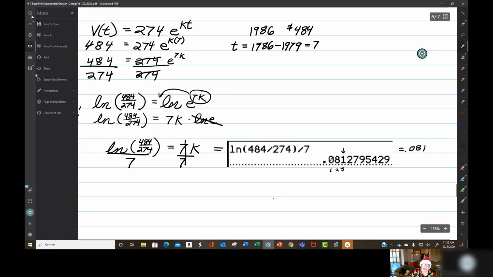Sure, I'm glad this is the last problem. Yes, yes it is.